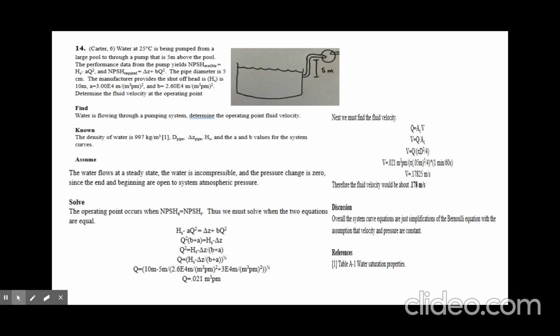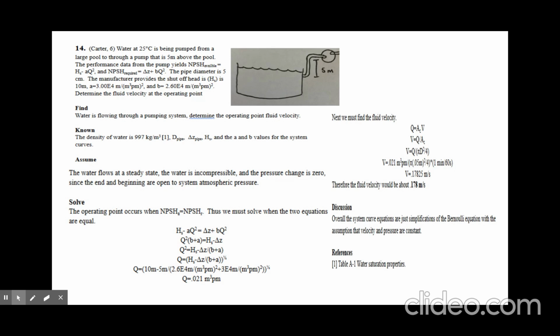This is my problem on pumps in NPSH. In this problem, we have a pump that is elevated 5 meters above a tank of water, and the pump is pumping out of the water. We're given an equation for the available NPSH and the NPSH required, and we're given all the parameters for those equations. In this problem, we need to assume a few things. The first, that the flow is steady state and the water is incompressible, and also that the water at the tank and at the pump is open to atmospheric pressure, thus the pressure change is zero.